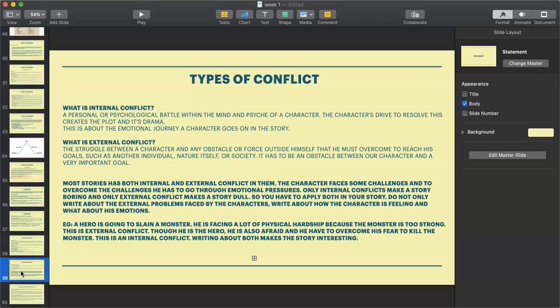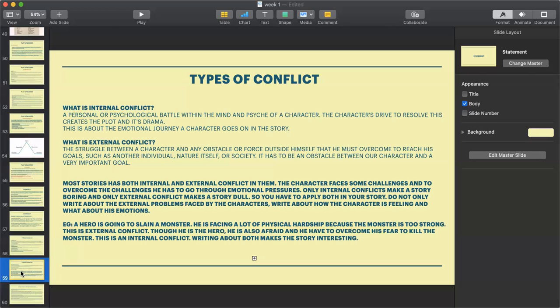Right? So in one part you have to write about the external problems faced by the characters. In the same part, you have to write about how the character is feeling and about his emotions. Got it? So for example, a hero is going to slay a monster. He is facing a lot of physical hardship because the monster is too strong, right? This is the external conflict I am talking about.